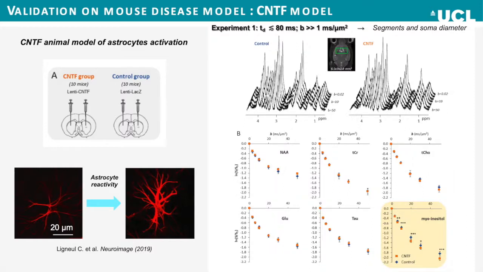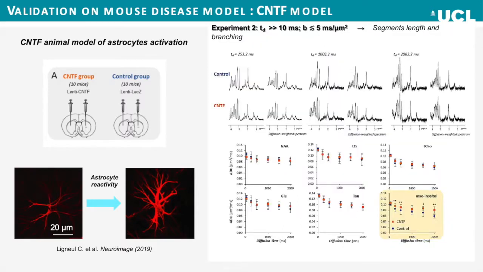ultra-high b-value signal for 6 metabolites, and we found significant difference only in the myoinositol signal. We also performed low b-value and ultra-long diffusion time experiments to probe the long-range morphology, and again we found significant differences only in the inositol ADC time dependence. These results alone, without any modeling, already suggest that the inositol could be a specific marker of astrocyte reactivity.